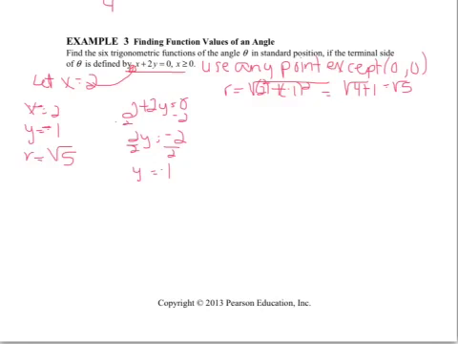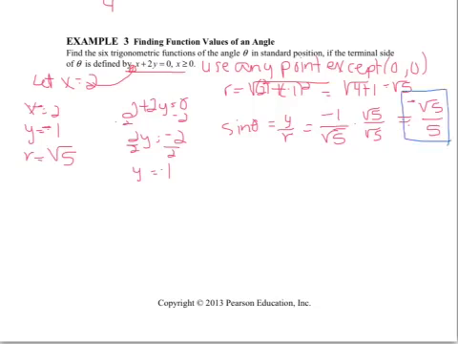So now I have my x, my y, and my r values. Again, to find the 6 trigonometric functions, we just plug those values in. So sine of theta equals y over r, which is negative 1 over the square root of 5. We cannot leave a square root in the denominator, so we multiply both the numerator and the denominator by the square root of 5 to rationalize the denominator. That leaves me with negative square root of 5 over 5. So sine of theta equals negative square root of 5 over 5.